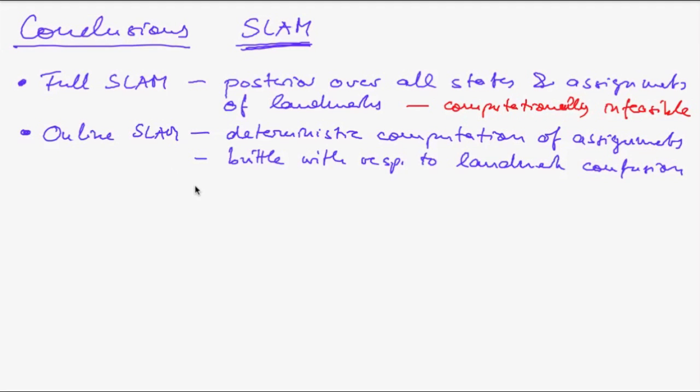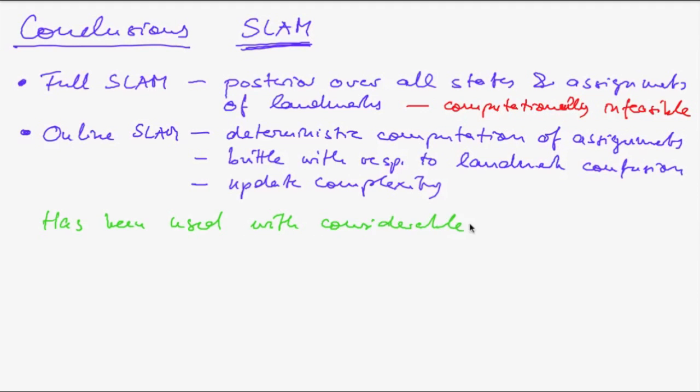Also, even though the online SLAM is less complex than the full SLAM, it still has a huge update complexity that grows with the number of landmarks, because the size of the state vector grows with the number of landmarks, so it is potentially unbound. Nevertheless, online SLAM has been used by many groups with considerable success. And as you have seen, for a small problem, it has worked out perfectly.